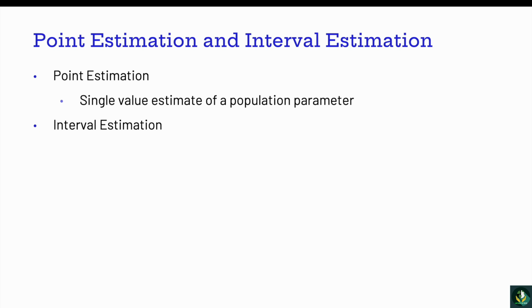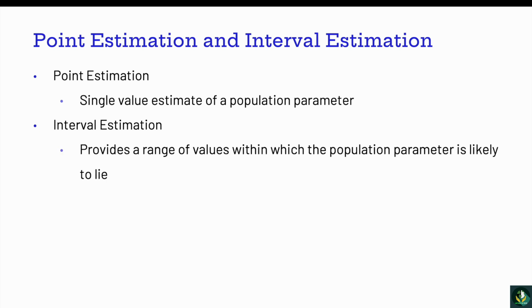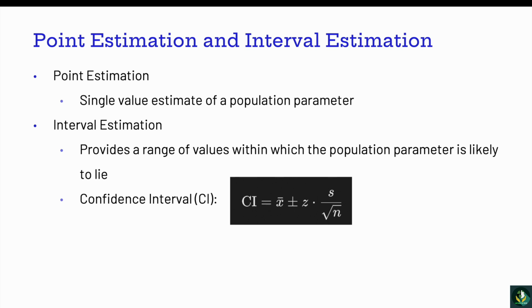Next, interval estimation. This provides a range of values, which is the confidence interval, within which the population parameter is likely to lie. The confidence interval formula is CI = x̄ ± z × s/√n, where x̄ is the sample mean, z is the z-score corresponding to the confidence level, for example 1.96 for a 95% CI, s is the sample standard deviation, and n is the sample size.